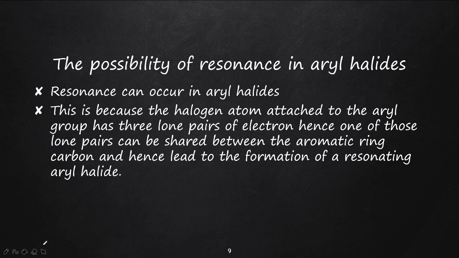Let me just read. This is because the halogen atom attached to the aryl group has 3 lone pairs of electrons. Hence, one of those lone pairs of electrons can be shared with the aromatic ring carbon and hence lead to the formation of a resonating aryl halide. Now, if I ask you to draw the dot structure of chlorine, how will you draw it? It's going to be like this: one electron, two electron. Let me draw it accordingly.